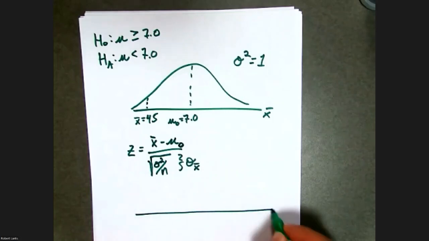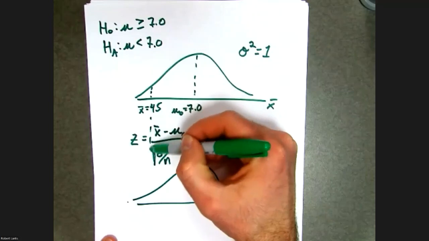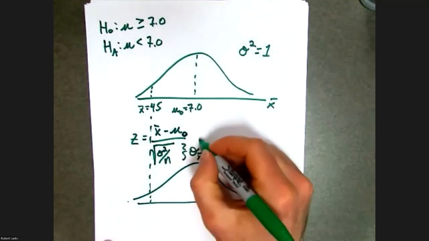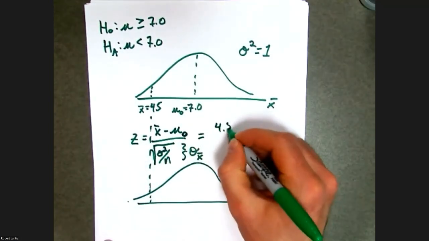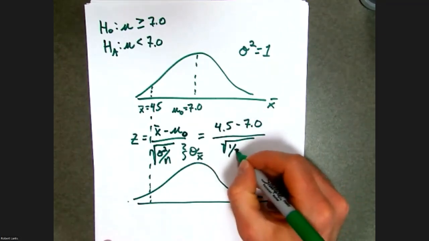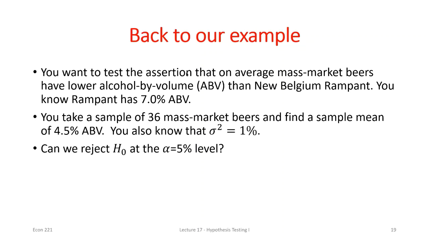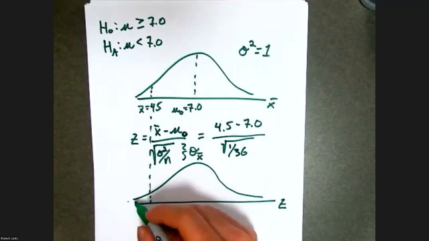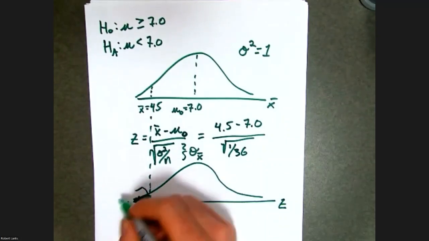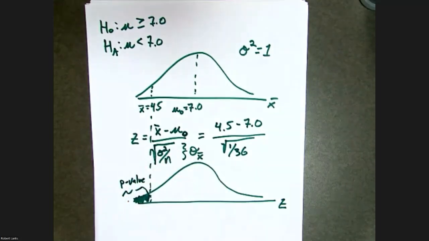So we've got a left-tailed test. I'm going to turn this into a Z score, right? So I do that here: 4.5 minus 7 divided by the square root of 1 over, I think it was 36 mass market beers. I'm going to go back and see if I'm correct here. Yeah, 36. Okay. So whatever this Z score is, I can look that up in the table and find the area to the left. And for a left-tailed test, that represents my p-value.